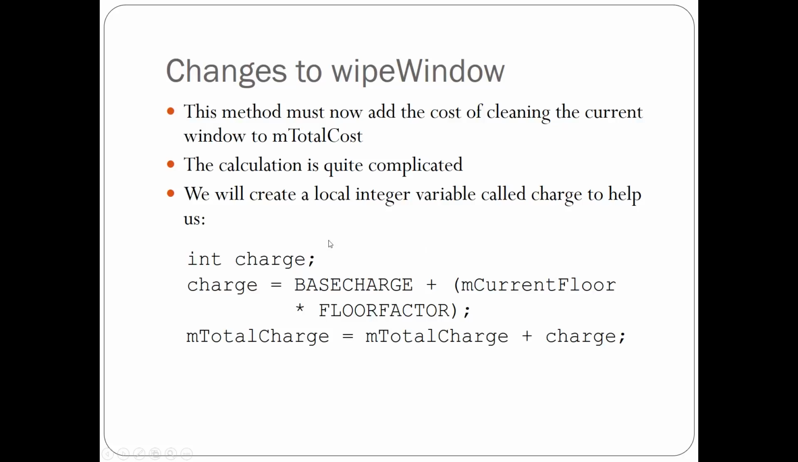So what we do is we use our integer charge for local variable, and that is worked out as our base charge, which is our 10p, and then we add on to the base charge the value of the current floor that we're on, multiplied by the floor factor, which is our 2p multiplier. We then get that charge, and then we add the value of charge onto the total charge. So that will then be done for every window in the property.